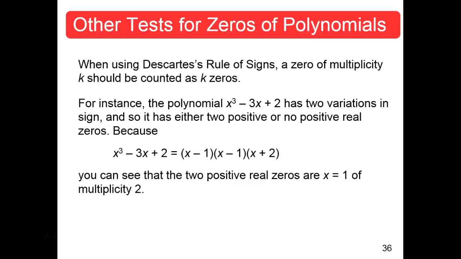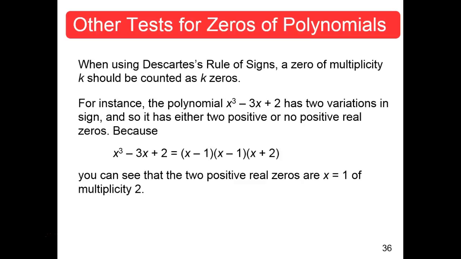Okay. For instance, this polynomial, you tell me, just look at this polynomial, what can you tell me about the number of zeros? There's one change of sign. There's another change of sign. So you have either 2 or 0 positive real roots, right?